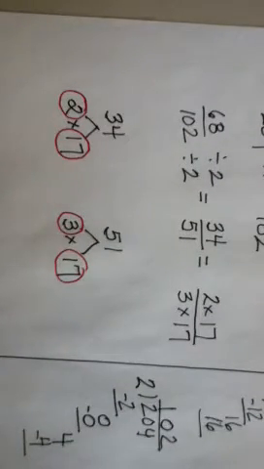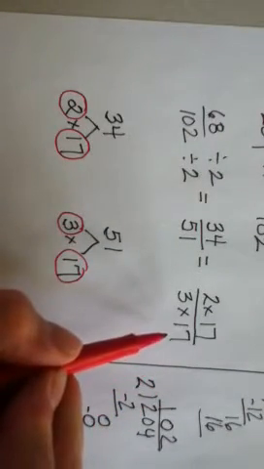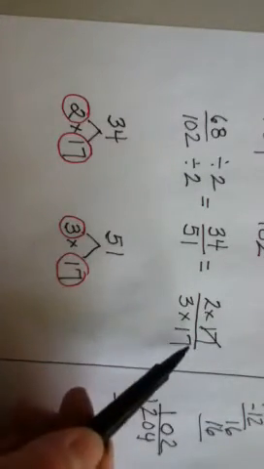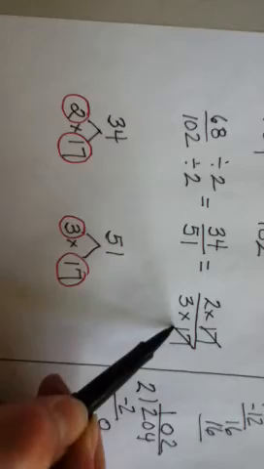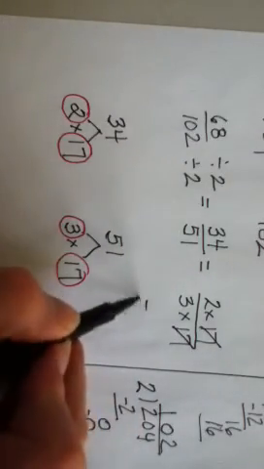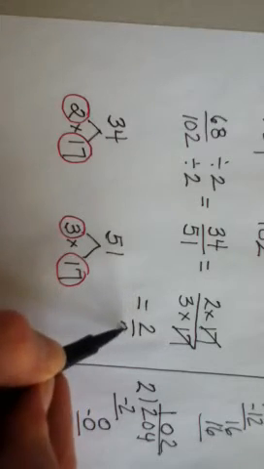And I see 17 over 17, and there's our magic 1, which allows us to cancel those numbers out. 17 will cancel the 17. So my reduced form will be 2/3.